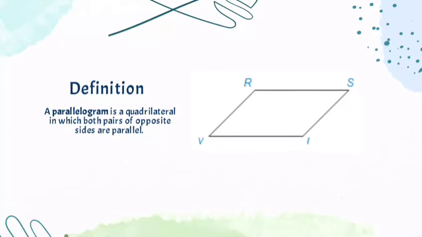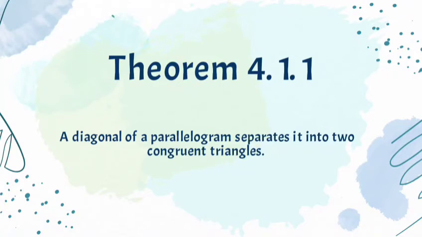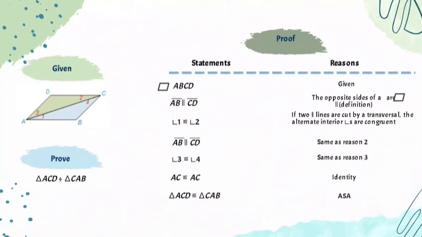Definition: a parallelogram is a quadrilateral in which both pairs of opposite sides are parallel. Theorem 4.1.1: a diagonal of a parallelogram separates it into two congruent triangles. Give a formal proof of theorem 4.1.1. Given parallelogram ABCD with diagonal segment AC, prove that triangle ACD is congruent to triangle CAB.